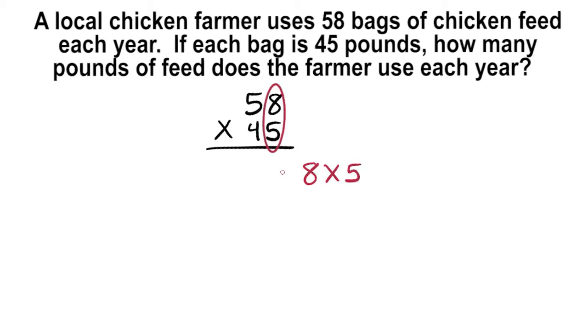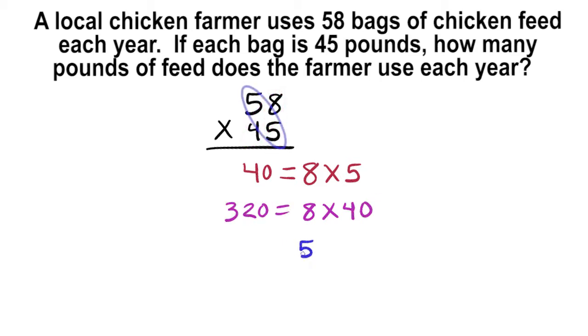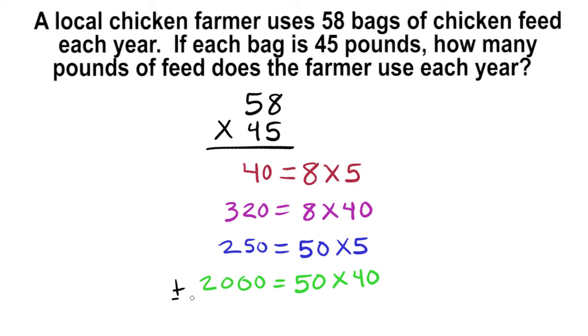Our first multiplication problem will be 8 times 5 equals 40. Next, we will do 8 times 40 equals 320. Now we will move over to our 5 in the tens place, so we will be multiplying by 50. 50 times 5 equals 250. Next, 50 times 40 equals 2,000. We will now add all our partial products together for a total of 2,610 pounds.